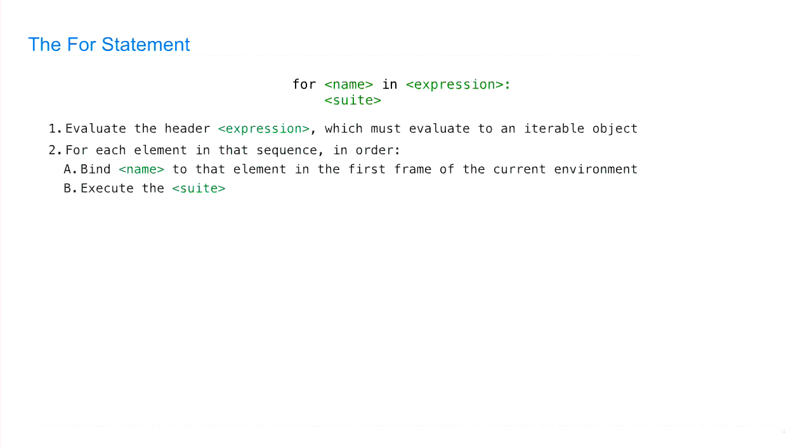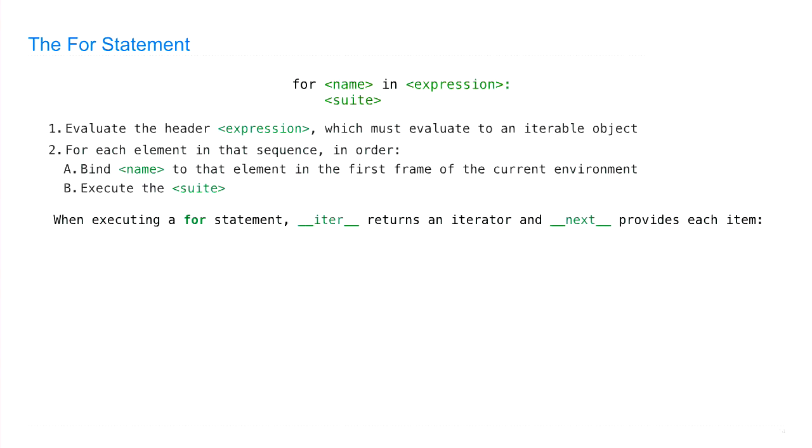Now, how does it get each element in order? Well, actually, it's constructing an iterator from the value of the expression. It is then, behind the scenes, invoking the next method on that iterator to get each element out of the iterator. So, when you execute a for statement, you're using these two things. You just didn't know it.